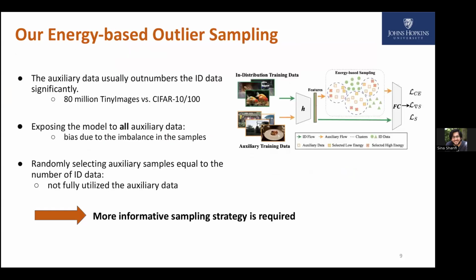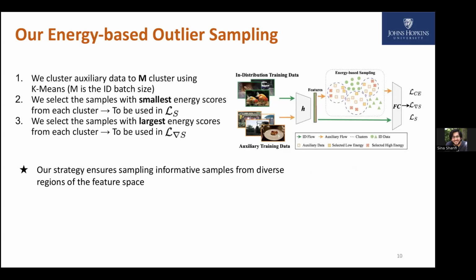Moreover, we propose an outlier sampling strategy. This is because the auxiliary data usually outnumbers the ID data significantly. Thus, exposing the model to all auxiliary data could cause bias due to the imbalance in the samples. On the other hand, by randomly selecting auxiliary samples equal to the number of ID data, we would not have fully utilized the auxiliary data. Thus, we employ a more informative sampling strategy. We cluster the data into M clusters, then for each cluster, we choose samples with the lowest and highest energy score. This is because low energy samples are needed for energy loss and high energy samples are needed for gradient loss.